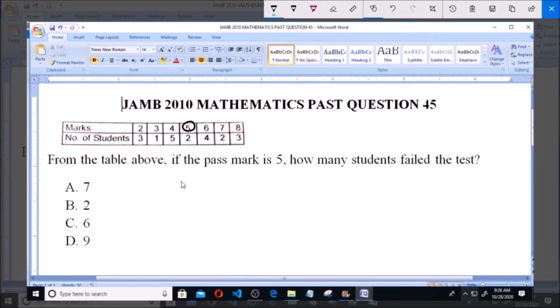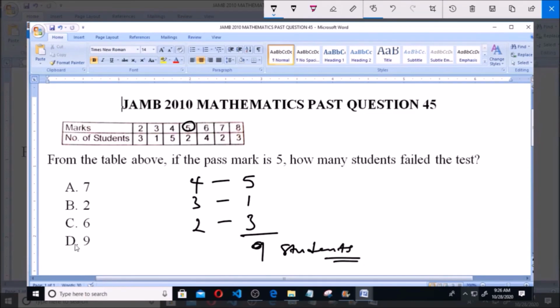Now looking at it, we have to get those that got 4, those that got 3, and those that got 2. Now the number of students that got 4 is 5, plus the number of students that got 3, which is 1, and the number of students that got 2, which is 3. Now this will give us 5 plus 1 plus 3, and that is equals to 9 students. So the answer to this question is option D. 9 students failed the test.